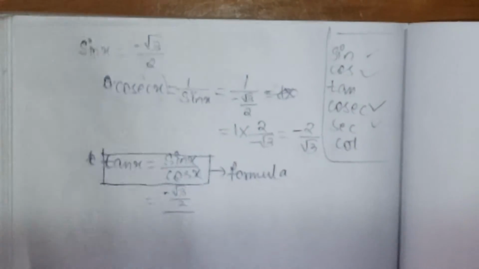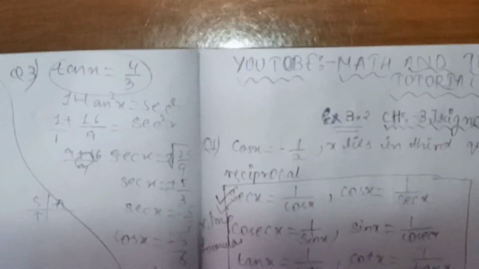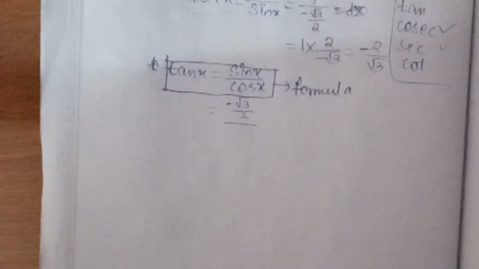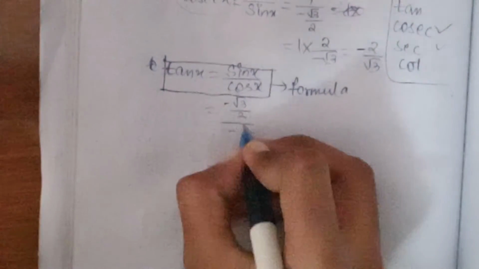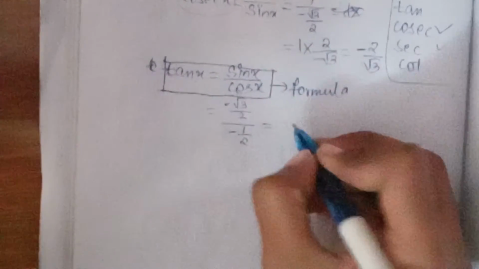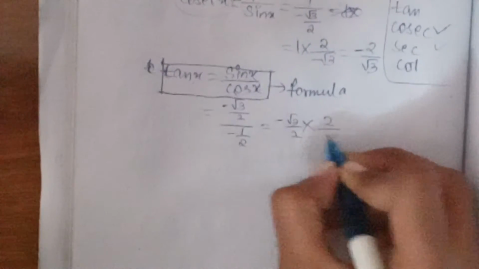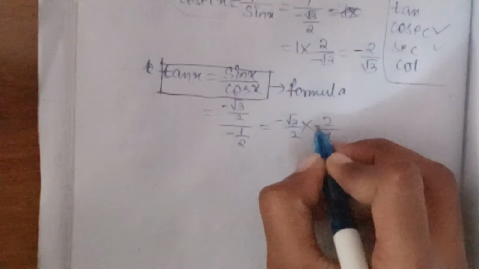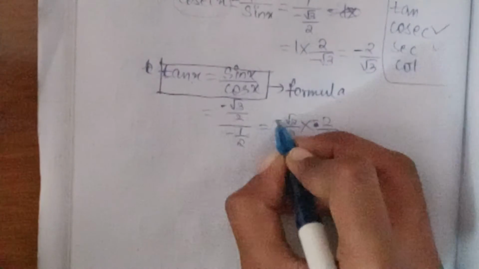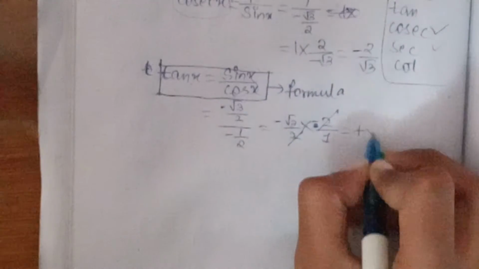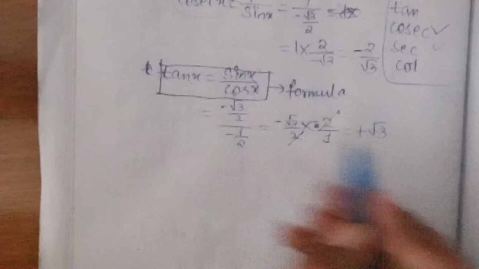And the value of cos they have given is minus 1 by 2. So minus 1 by 2. So what happens is that this stays the same, and the downward one becomes reciprocal. Minus will be there, and this minus into minus will become plus. 2 gets cancelled. Root 3 by 1 becomes root 3. So we got the value of tan also.